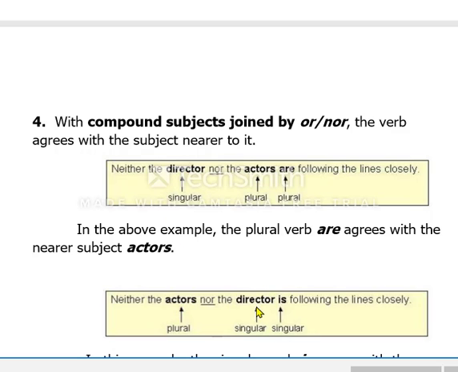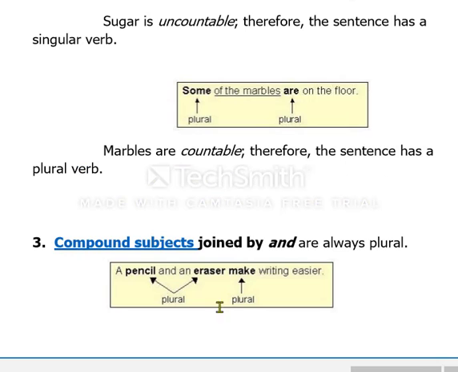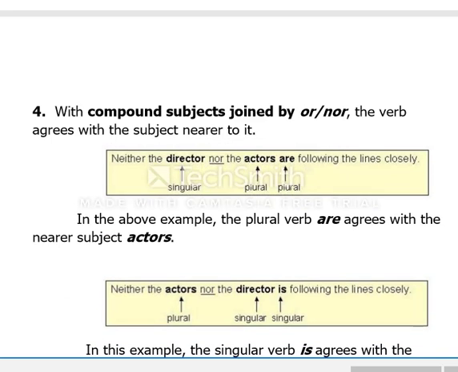But when the compound subjects are joined by neither or nor, the compound subjects here are the director and the actors. Because there is an addition of nor between these two nouns, if the second noun is in plural form, you will use are, and if the second noun is in singular form and there is an addition of nor, you will use a singular verb. So this is the fourth rule that I have just discussed before you.